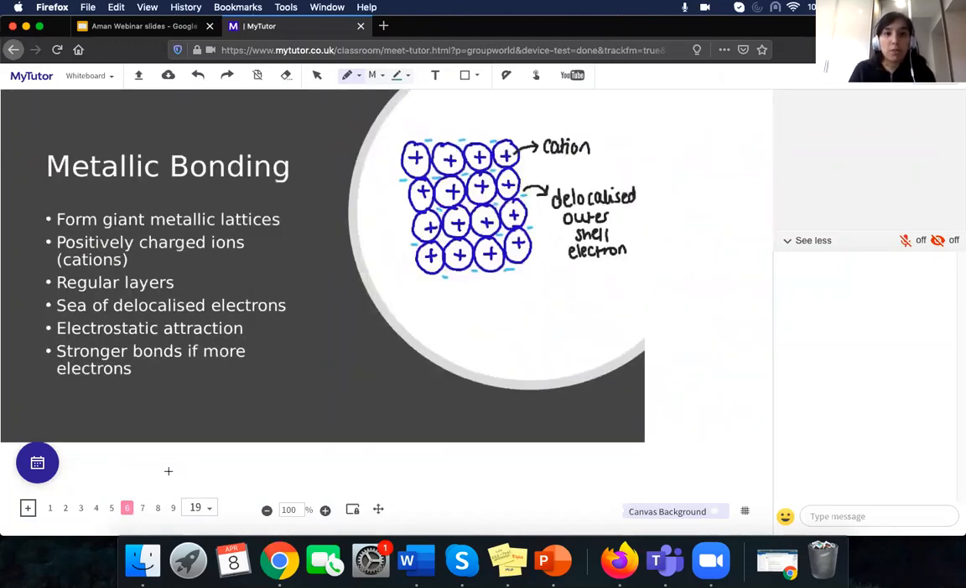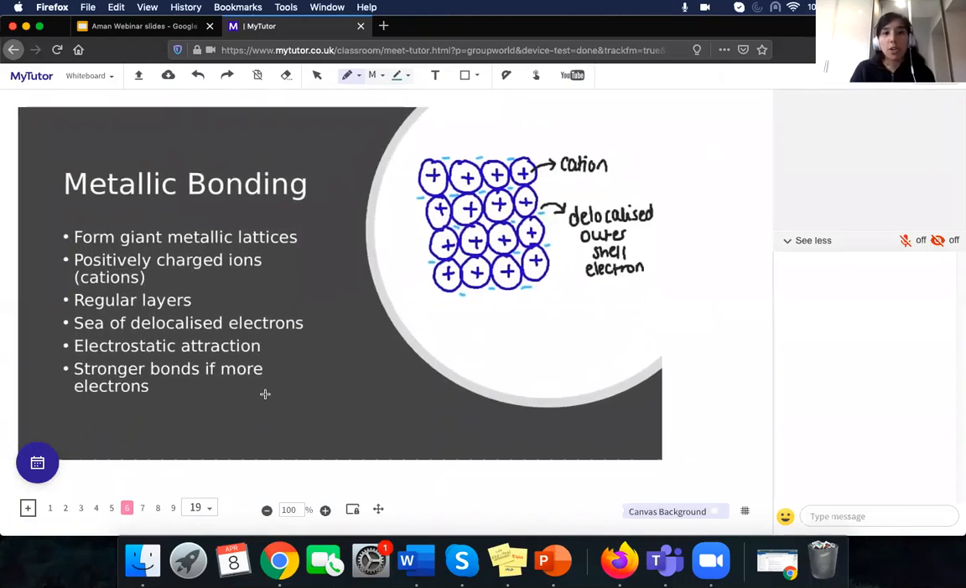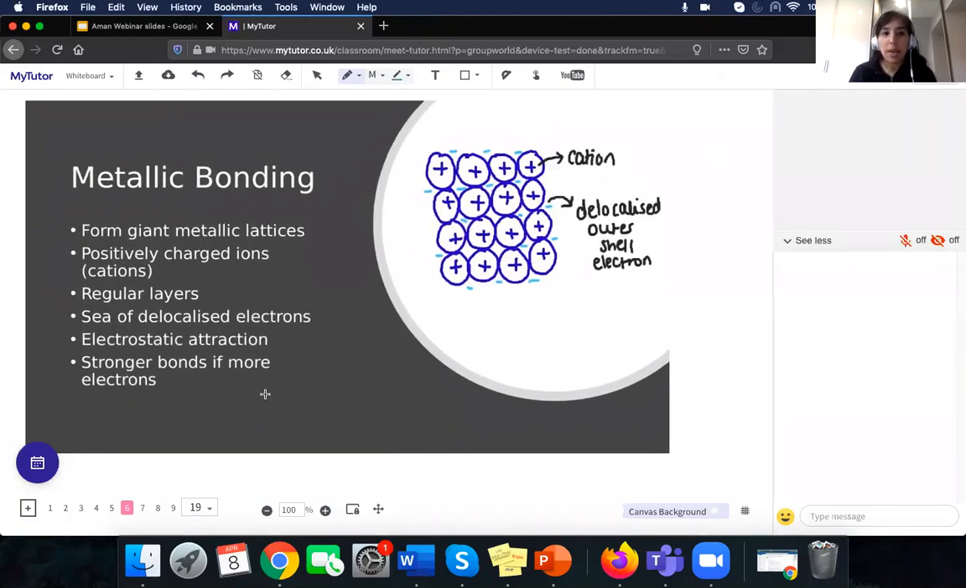Let's go on to metallic bonding then, the final part of content that I'll be teaching today. And as I said, we're not going to be thinking about the properties of metals. We're just going to be thinking about how to draw the diagrams for metallic bonding. And it's really important that we are able to draw them.